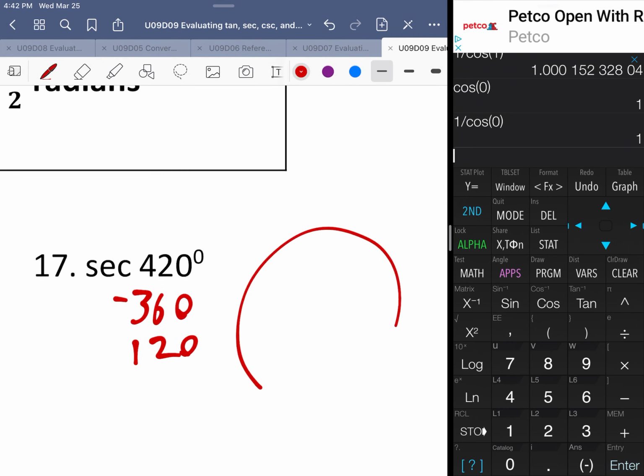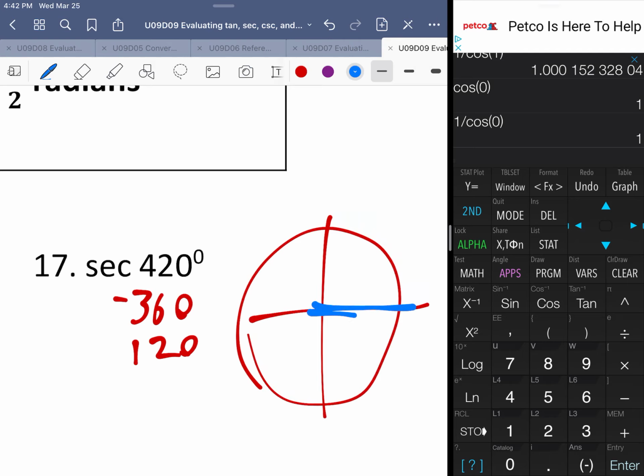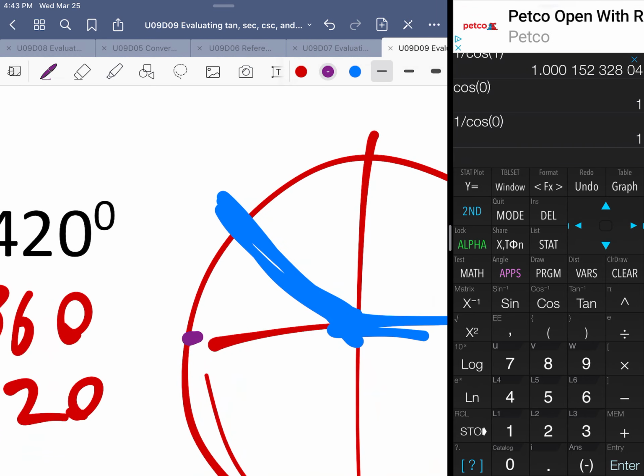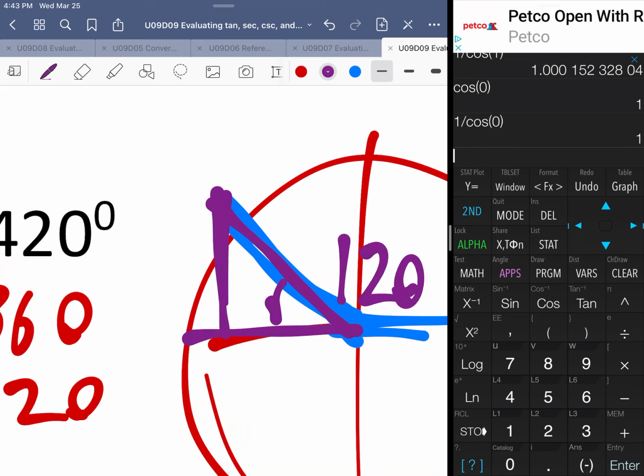So let's draw our angle. 120 is in quadrant 2 here. The reference angle is formed with the x-axis and the terminal side. This is our reference angle. If this is 120, then the reference angle is 60.